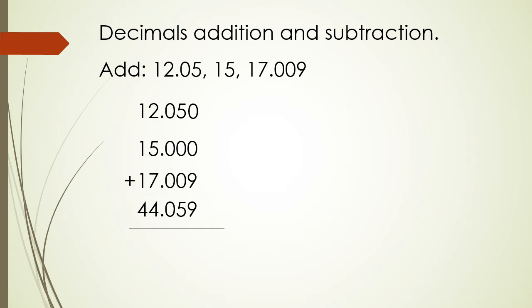Now add the numbers from the right hand side. 9 plus 5 plus 0, then 12 plus 15 plus 17 gives 44.059, hence the sum. So adding 12.05 plus 15 plus 17.009, we get 44.059.